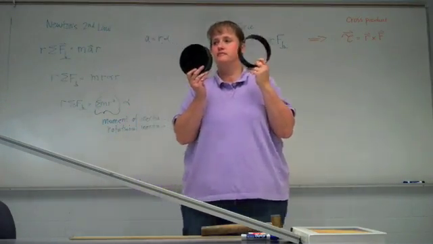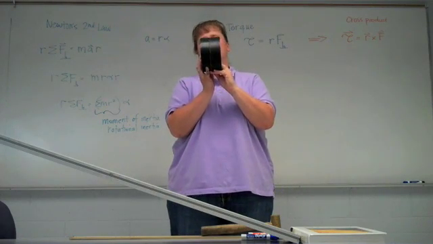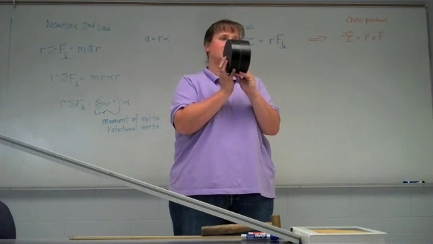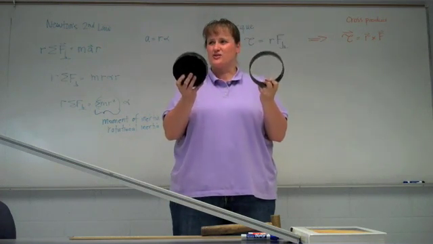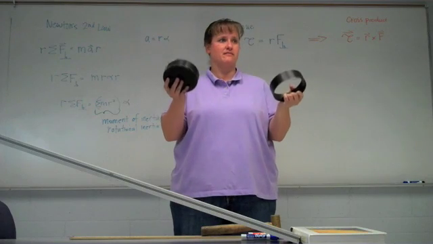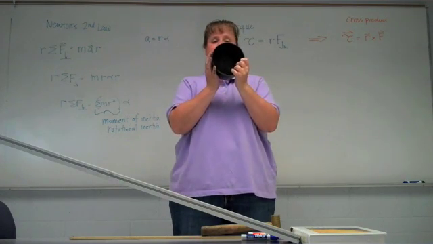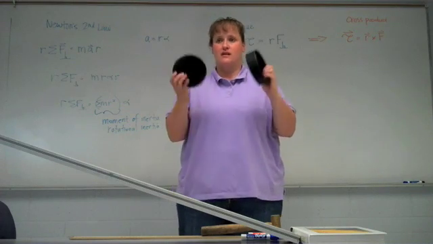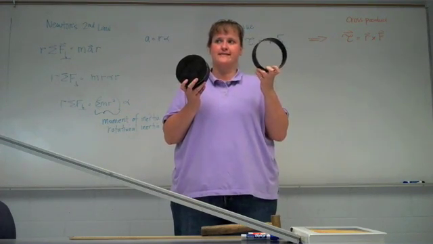A disc and a hoop. They have the same, or very close, width. Their masses are pretty close. I mean, they feel like they weigh about the same. The radii are the same. But we're going to have a race.